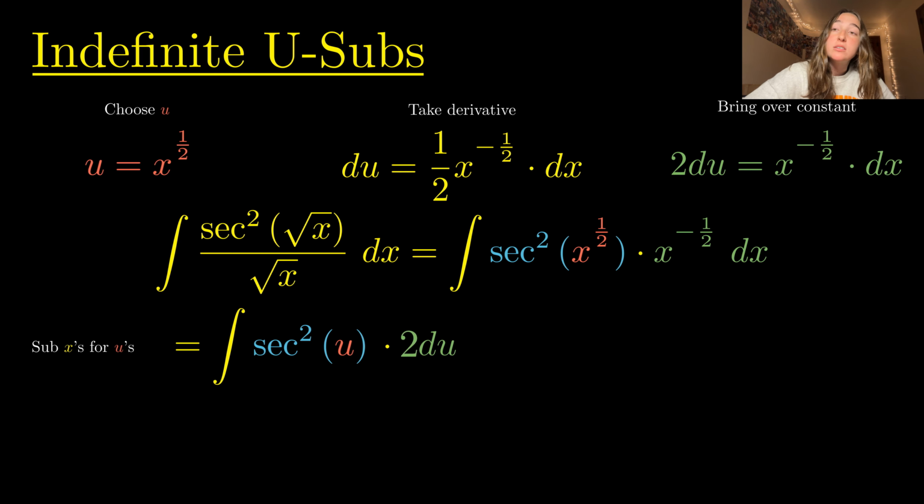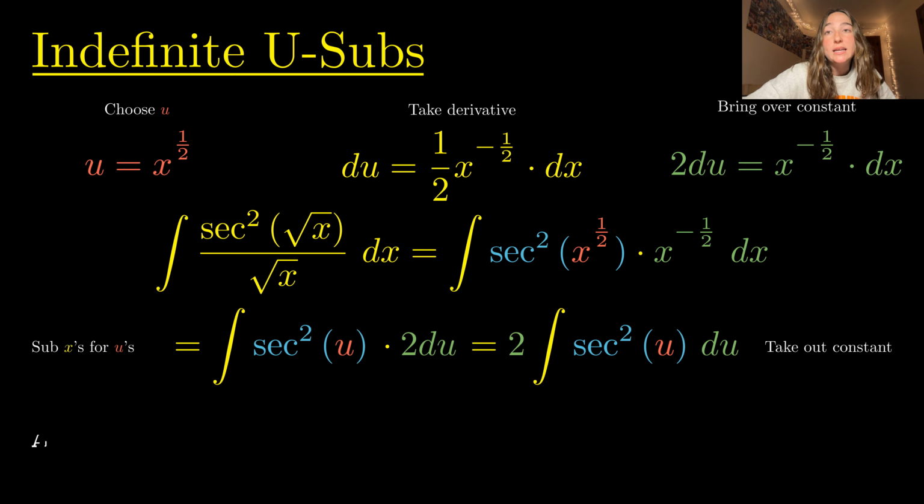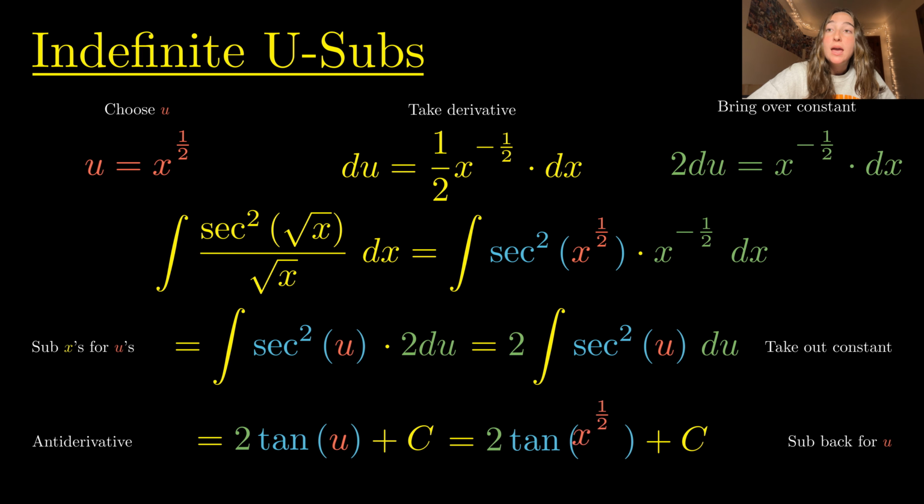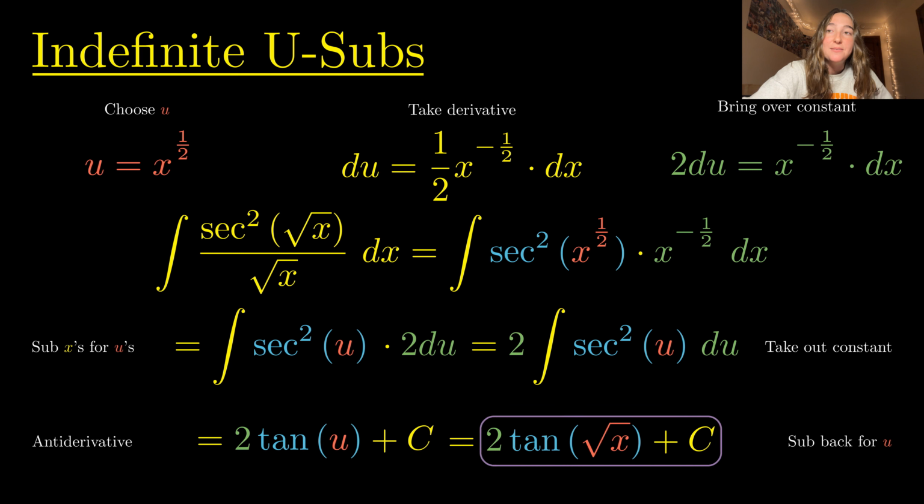After taking our constant of 2 out of the integral, we can take an antiderivative, and our antiderivative of secant squared of u is tangent u. Of course, our answer needs to be put in terms of x's, so subbing back in, our answer will be 2 tangent of x to the 1/2 power. And for the sake of simplification, let's change x to the 1/2 power back to a square root, so our final answer is 2 tangent of the square root of x plus c.